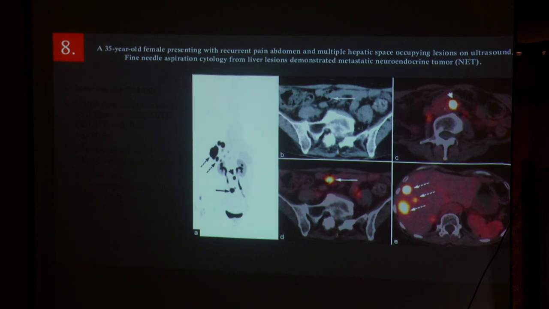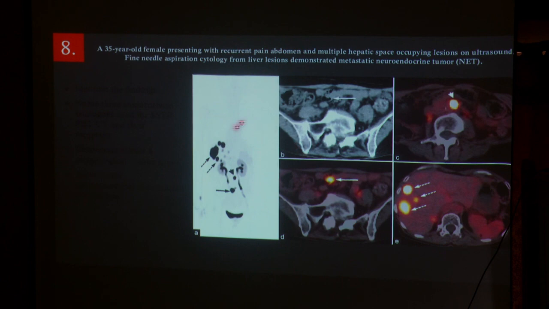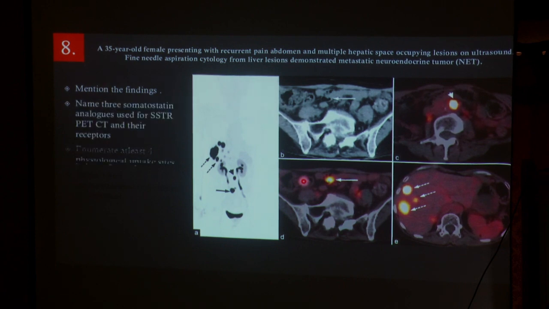So this is something that's very familiar to us. It's a PET-CT imaging. So this is the uptake here straight away. This is a case of neuroendocrine tumor. So where all do we find uptake? It is seen in the liver. There's some uptake in the retroperitoneal region as well.